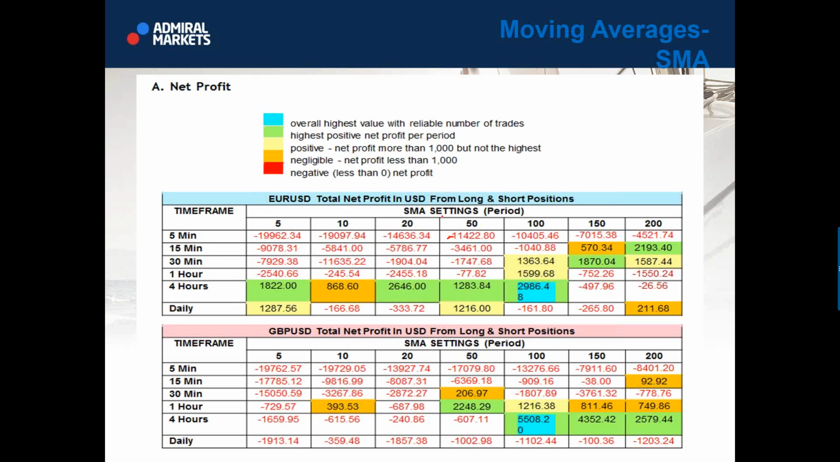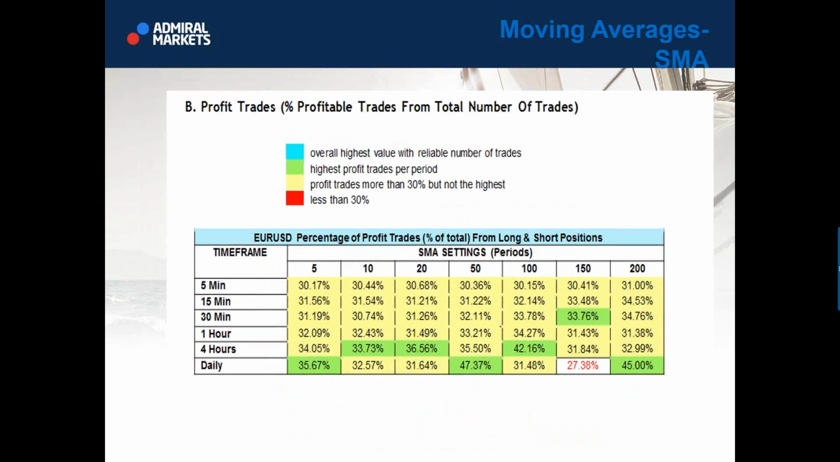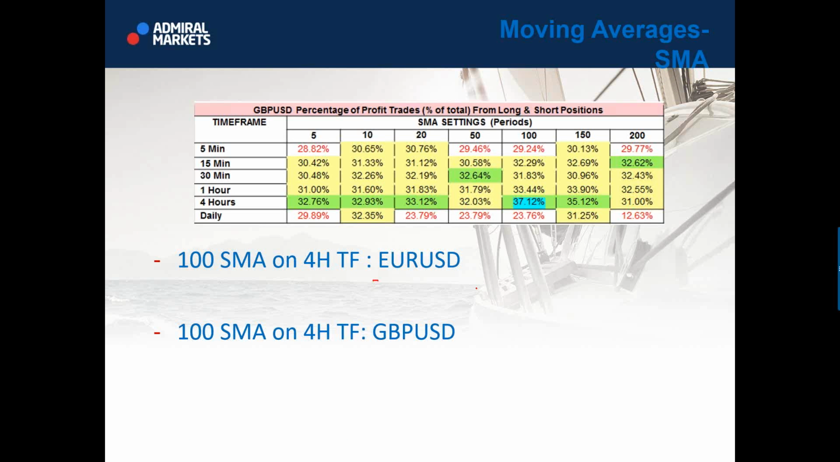Also, euro-dollar percentage of profit trades from long and short positions. Again, there were some profitable trades, of course, on every single time frame, but most of the time it was again 4 hour and daily. Okay? So the conclusion is 100 SMA works definitely the best on euro-dollar on the 4 hour time frame, and 100 SMA on the 4 hour time frame works the best on GBP dollar. Okay? So I don't want to crunch the numbers now and read through all these numbers, but you can just snapshot this and take a look later.